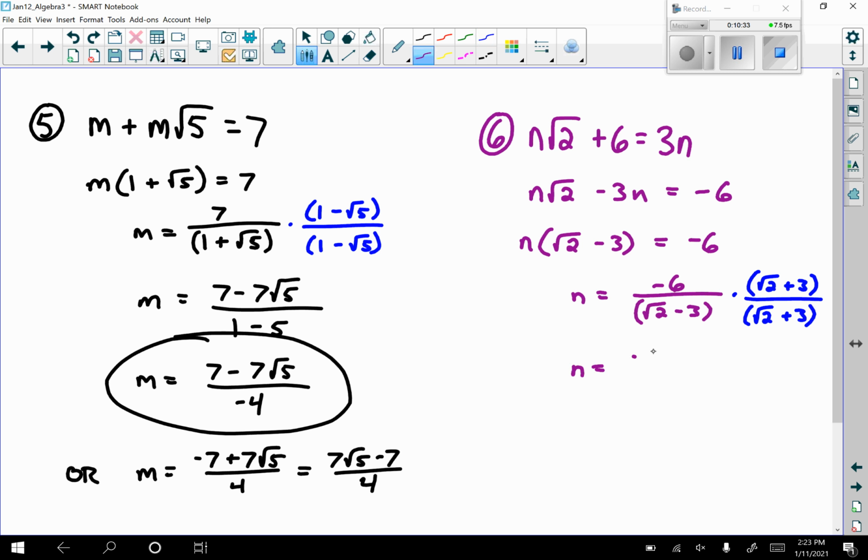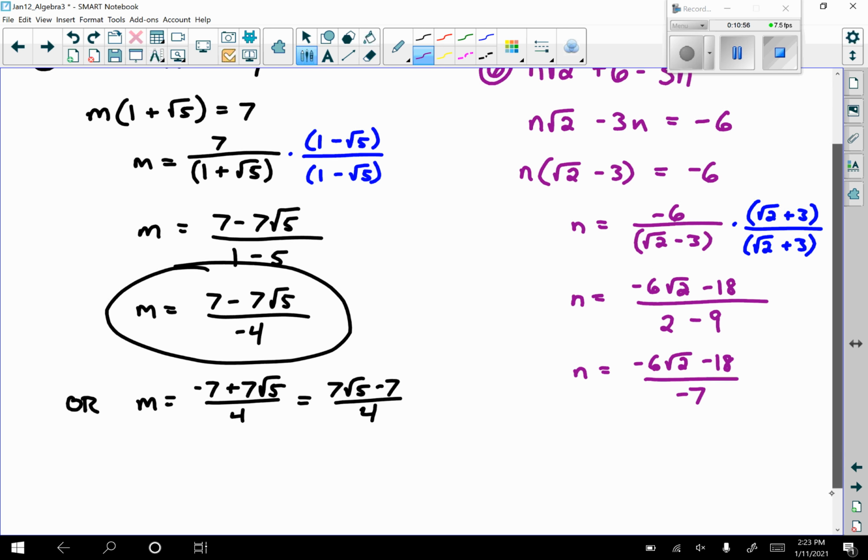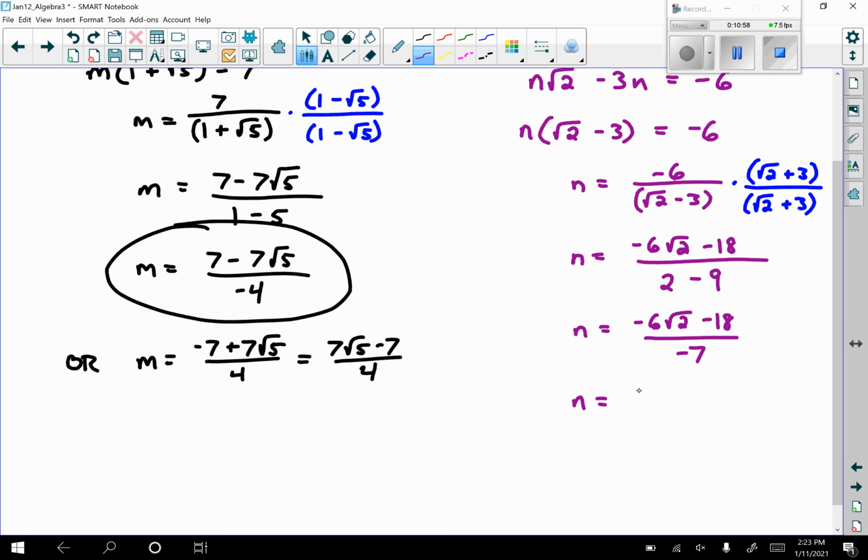We're going to get a negative 6 radical 2 minus 18 all over radical 2 times radical 2 will give us a 2. Yes, we are going to end up with a negative value in our denominator, but that's okay. We're going to get a minus 9. So we get negative 6 radical 2 minus 18 over negative 7. Everything's negative, so let's just get rid of the negatives. Divide everything by negative 1, so we get 6 radical 2 plus 18 over a positive 7.